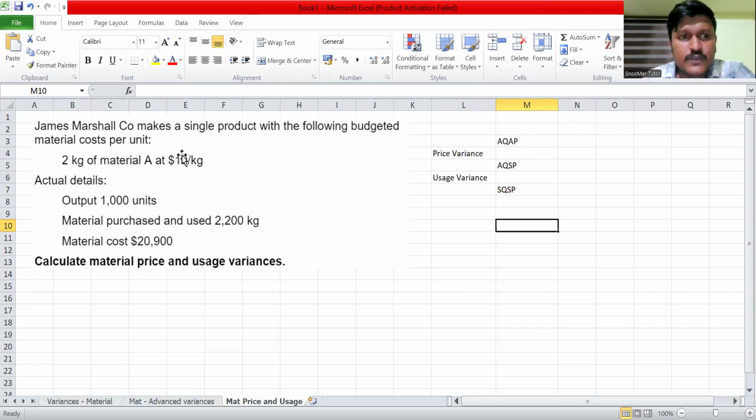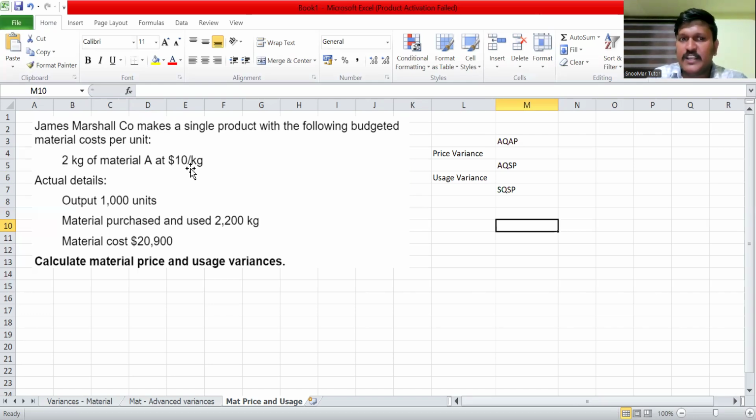Let's read the question. James Marshall Company makes a single product with the following budgeted material cost per unit. This is a budgeted material cost per unit, meaning it's a standard cost for one unit. If you are producing only one unit, you would be using 2 kg of material A at a standard price of $10 per kg. So you have the standard usage for one unit.